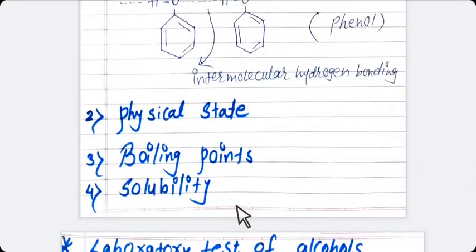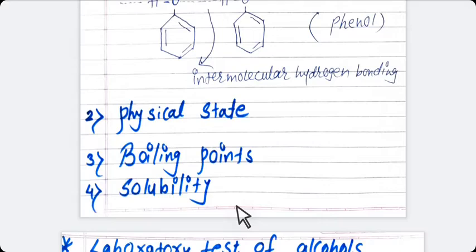Next physical property is boiling point. The boiling point of alcohols and phenols increases with increase in their molecular masses. Means boiling points of alcohols and phenols depend on molecular masses.